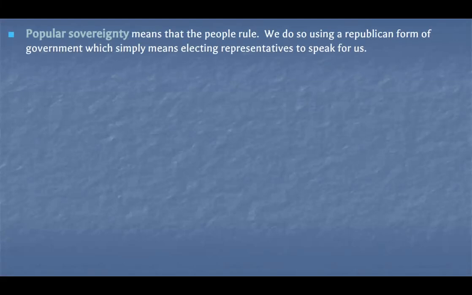This slide contains the descriptions of the 6 principles of government. Popular sovereignty means that the people rule. And by the way, we have talked about all of these things a number of times. So popular sovereignty means the people rule. We do so using a republican form of government, which simply means electing representatives to speak for us.